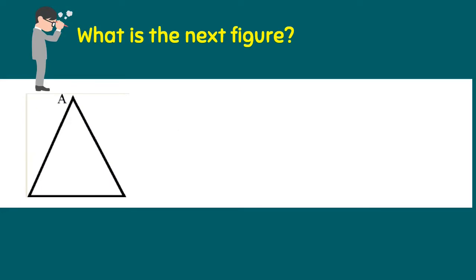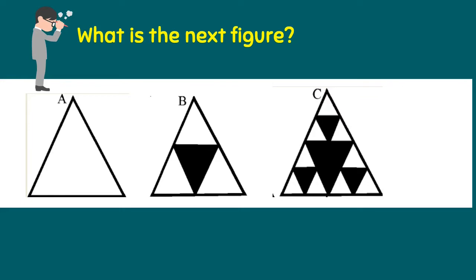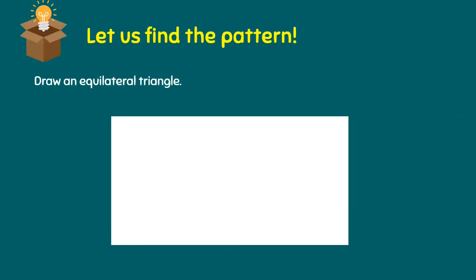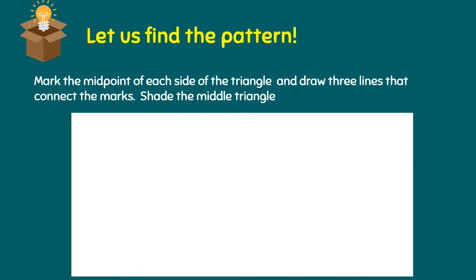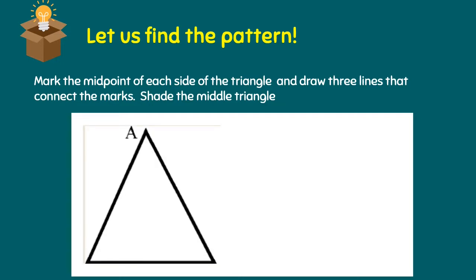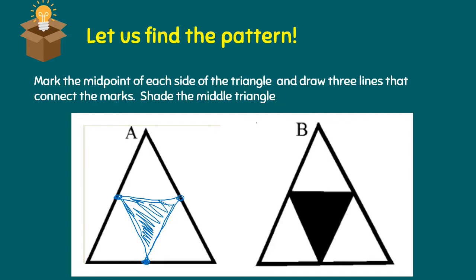We have here a triangle. Can you now guess what is the next figure? Let's look first at the pattern that is happening in this figure. We started with an equilateral triangle, and then we mark the midpoint of each side of the triangle and draw 3 lines that connect the marks, and then we shade that middle triangle. So we have this, and then we get the midpoints, connect the 3 midpoints, and shade the triangle. So therefore, we have the second figure.